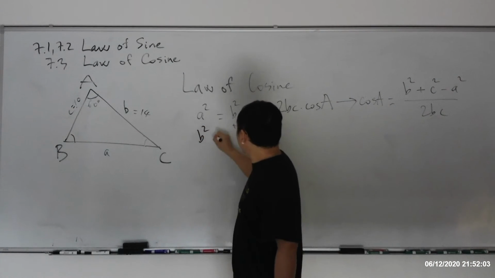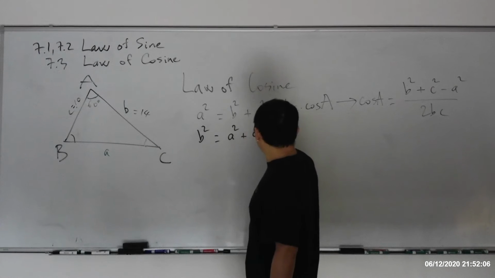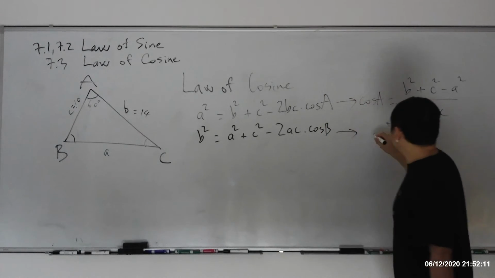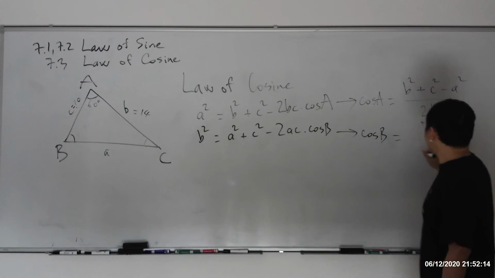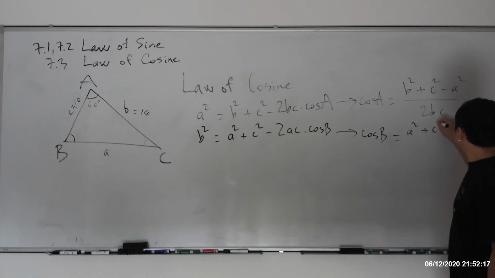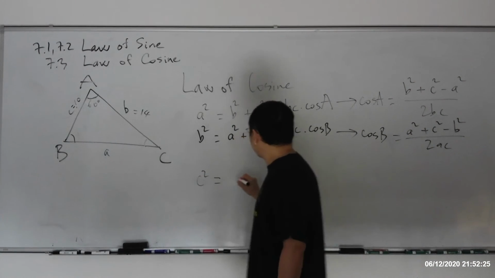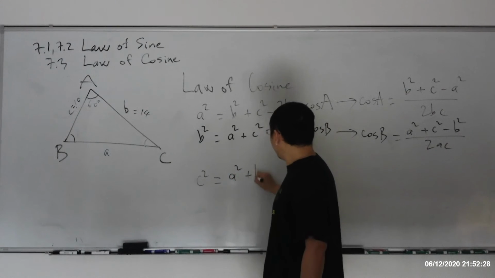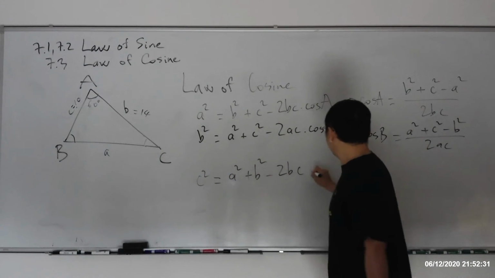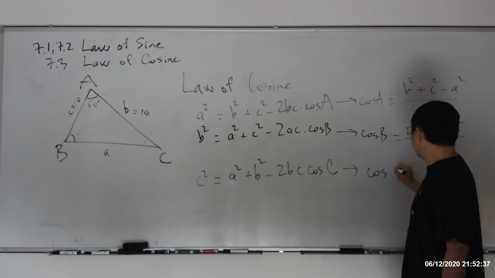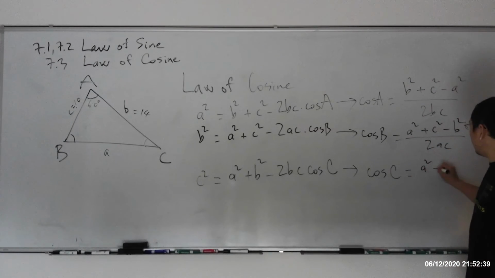Similarly, B squared is equal to A squared plus C squared minus 2AC times cosine of angle B. Or equivalently, cosine of angle B is equal to A squared plus C squared minus B squared over 2AC. And of course, the last one is C squared is equal to A squared plus B squared minus 2AB cosine of the angle C. Or cosine of the angle C is equal to A squared plus B squared minus C squared over 2AB.